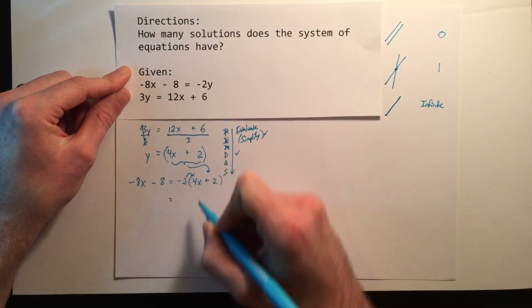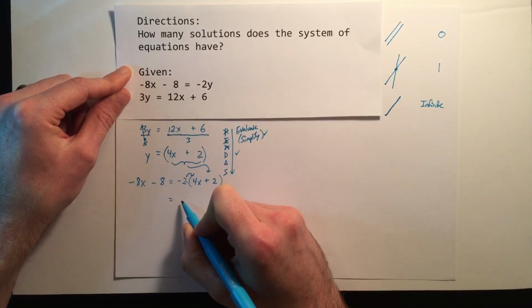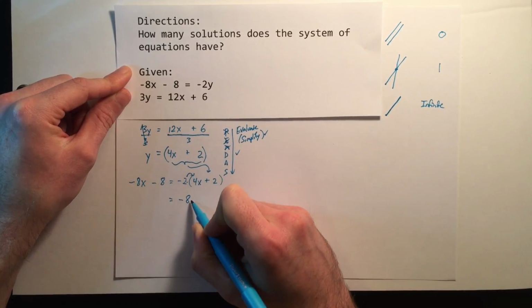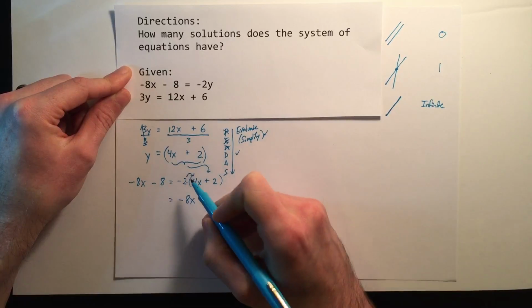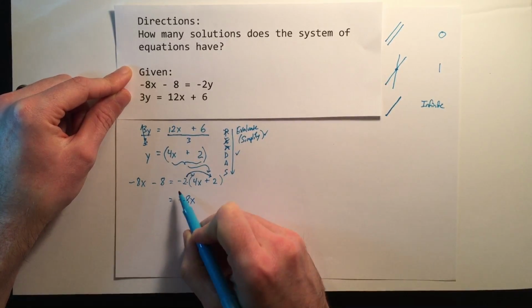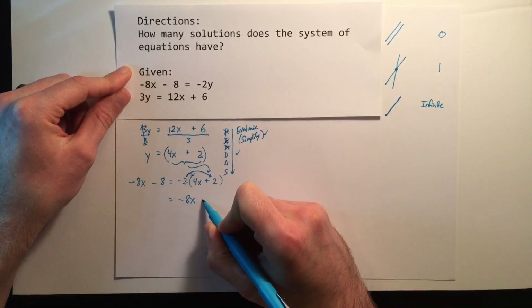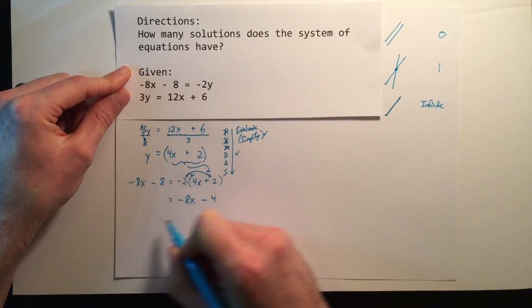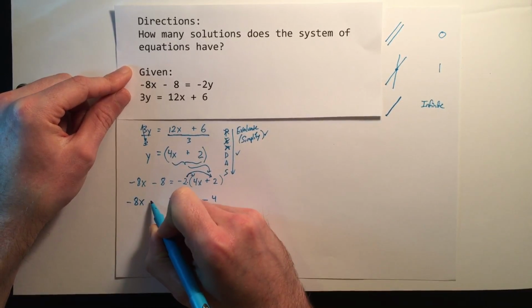And we multiply negative 2 times 4x. Negative times a positive makes a negative. 2 times 4 is 8 times x. And then a negative 2 times a positive 2. Negative times positive makes negative. 2 times 2 is 4. The other side doesn't change.